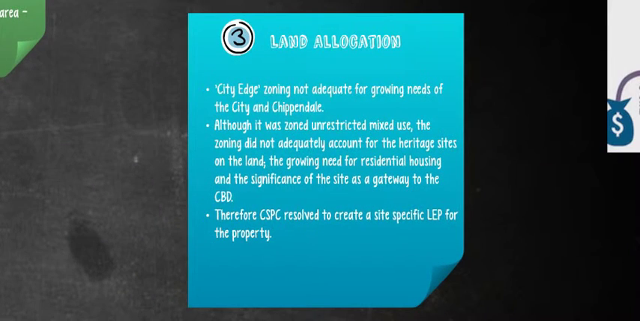The land allocation step in the process is key to adequately meeting the forecasted needs of an area. The City Edge did not adequately take into consideration the heritage and residential requirements for the site. Therefore, the CSPC decided to create a site-specific LEP.